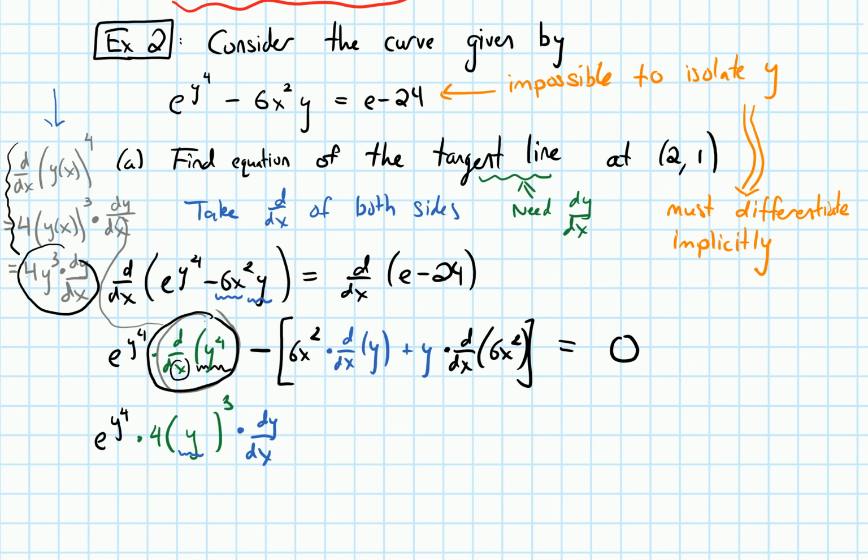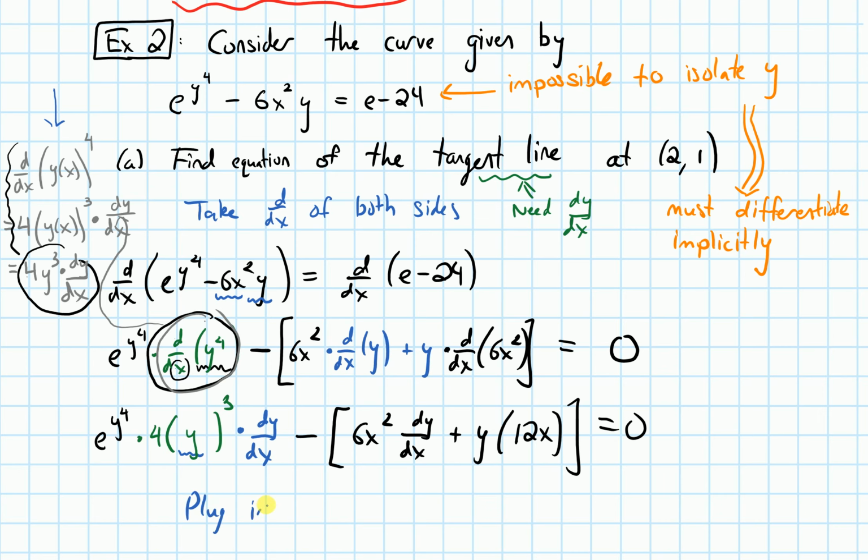All right, so let's keep going. So we have this whole thing minus, and then in brackets, we have 6x squared. So d/dx of y is dy/dx. That's how we write the derivative of y with respect to x. And then after that, we have plus y times d/dx of 6x squared. Okay, so the derivative of 6x squared, that's just 12x. That's just a normal derivative. And this equals 0. So at this point, we have taken the derivative of both sides. Now we are ready to plug in the point that it tells us about. So now let's plug in that point, which is (2, 1).